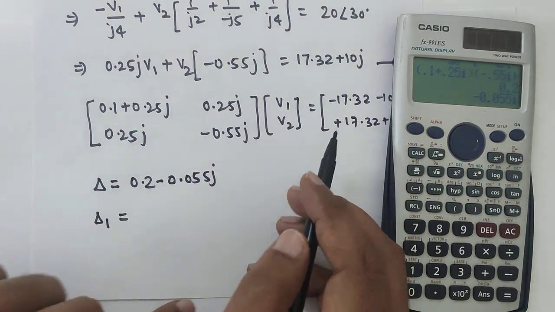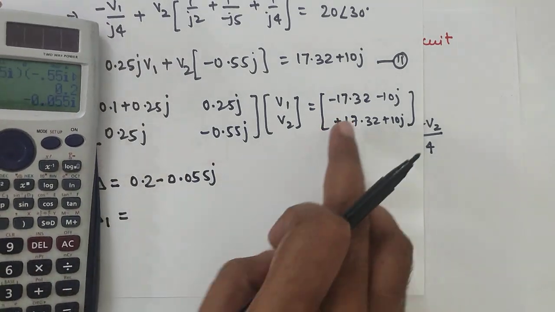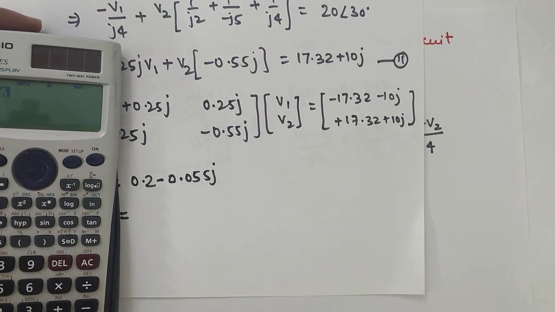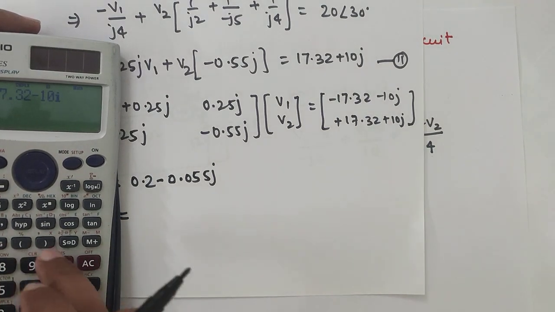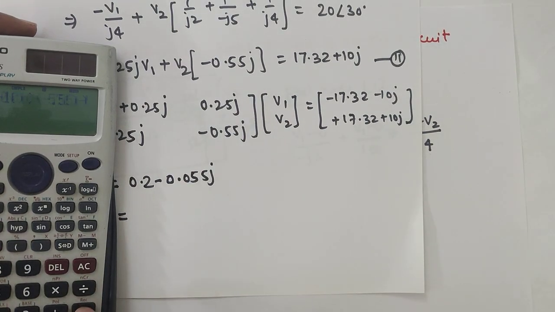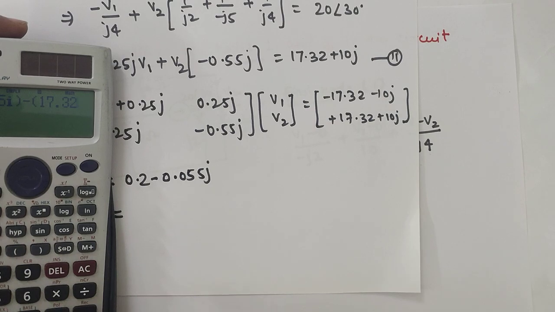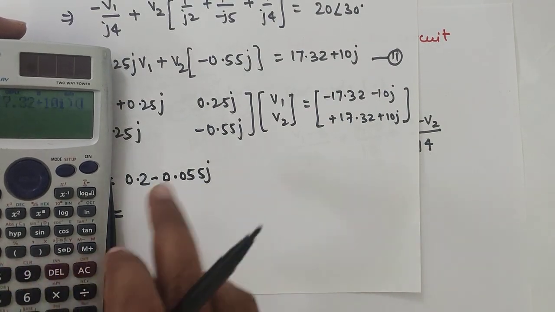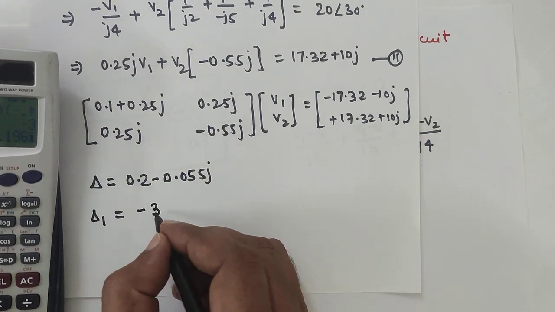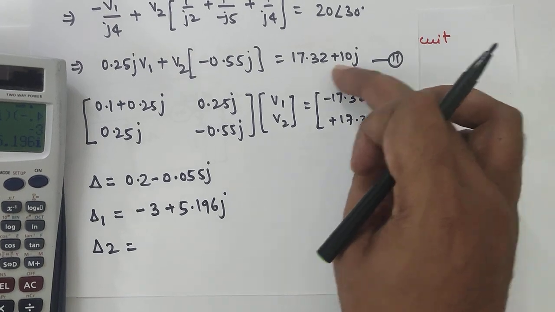Then we will calculate delta 1. Delta 1 means put these constant terms in place of this column. So you will have minus 17.32, this multiplied by this and this multiplied by this. So let's do this. We have minus 17.32 minus 10J, which is multiplied by minus 0.55J, and then minus 17.32 plus 10J into 0.25J. So this we will get as minus 3 plus 5.196J.